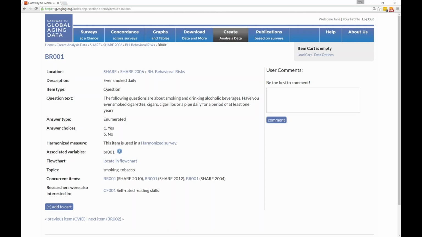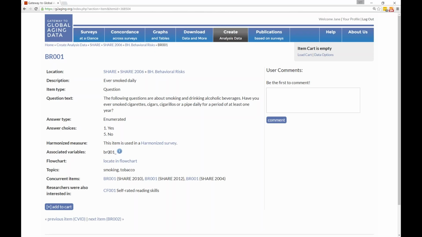We let you know that the answer type is enumerated as opposed to a continuous value or a categorical value or a short answer value, a string answer. And the answer choices are yes and no. We also let you know that inside of the shared data, a yes is coded as a 1 and a no is coded as a 5. We let you know this item is used in a harmonized survey, which we're going to talk about later on.